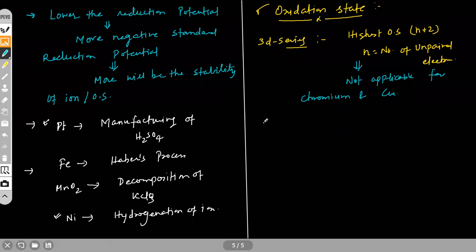In the 3d series, manganese shows the maximum oxidation state, that is important. One note, next to write down. In general, the minimum oxidation state shown by a transition metal is equal to the number of ns electrons, the electrons present in the s orbital.